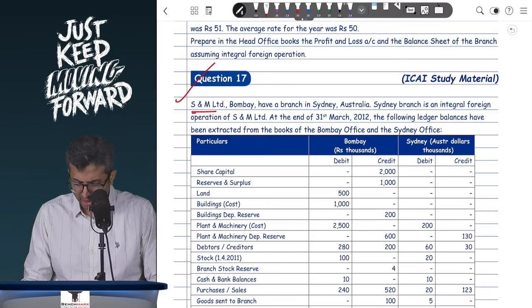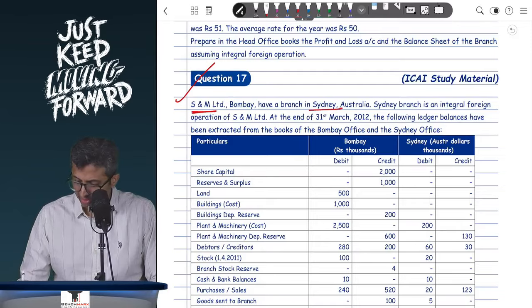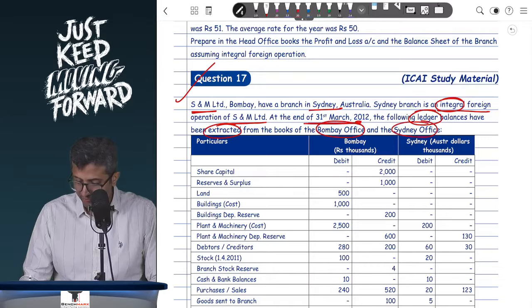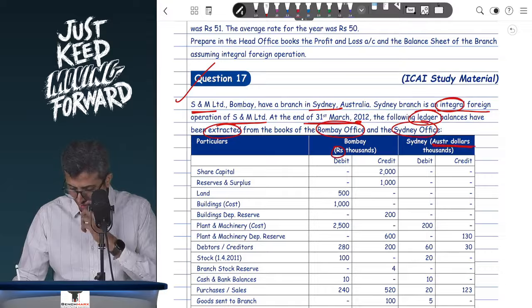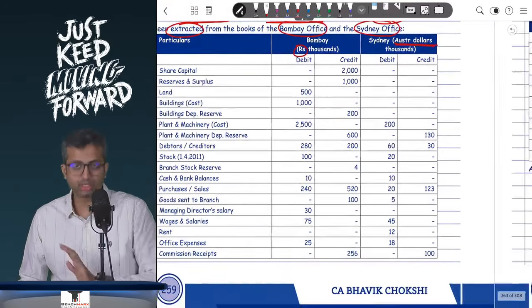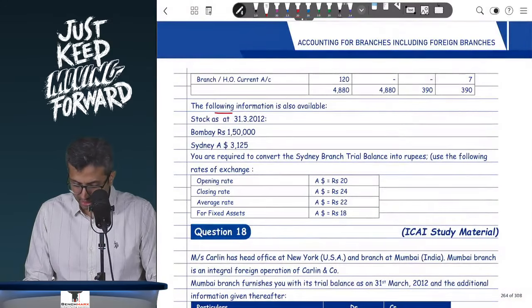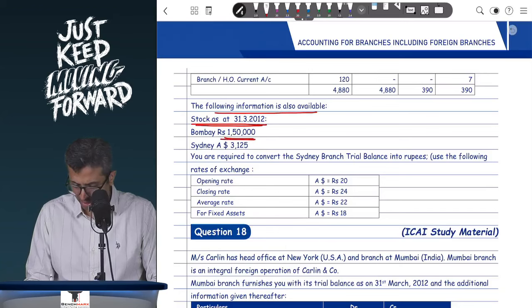S&M, Bombay has a branch in Sydney. The Sydney branch is an integral operation of S&M, clearly given to you, and at the end of 31st March 12, the following ledger balances have been extracted from the books of the Bombay office and the Sydney office. Bombay office is in rupees, Sydney office is in Australian dollars, and you have been given this entire statement. Next, the following information is available. Stock as on 31st March 12 in Bombay is 1,50,000, in Sydney is 3,125.